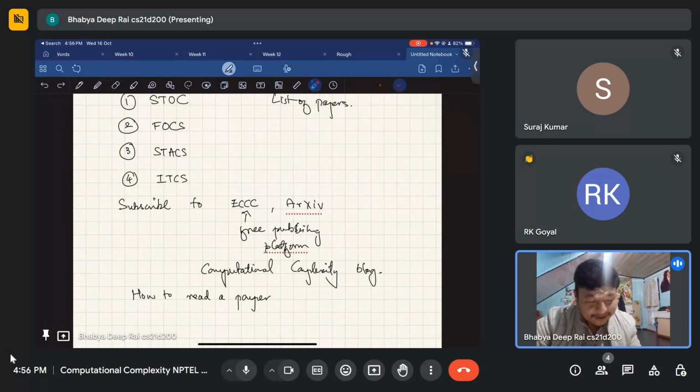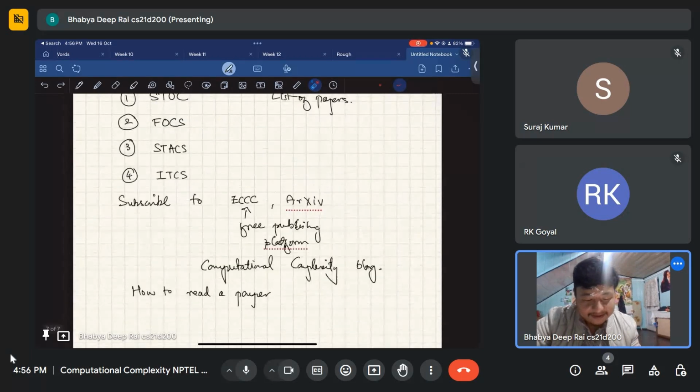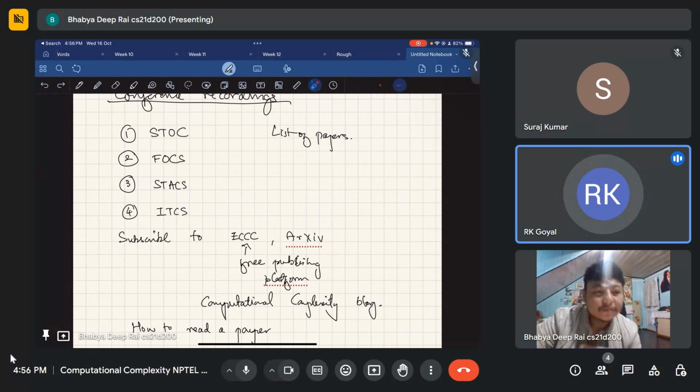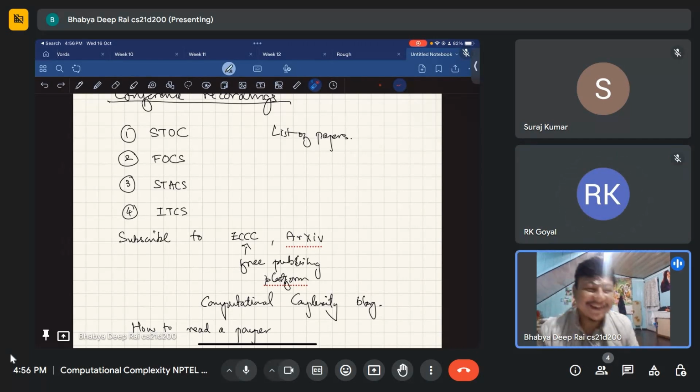Any more questions? So people often ask what is the relevance of this course, computational complexity, when instead of spending time in this subject, you could have learned something else which has so many practical applications. But how can you say that computational complexity has no practical application?